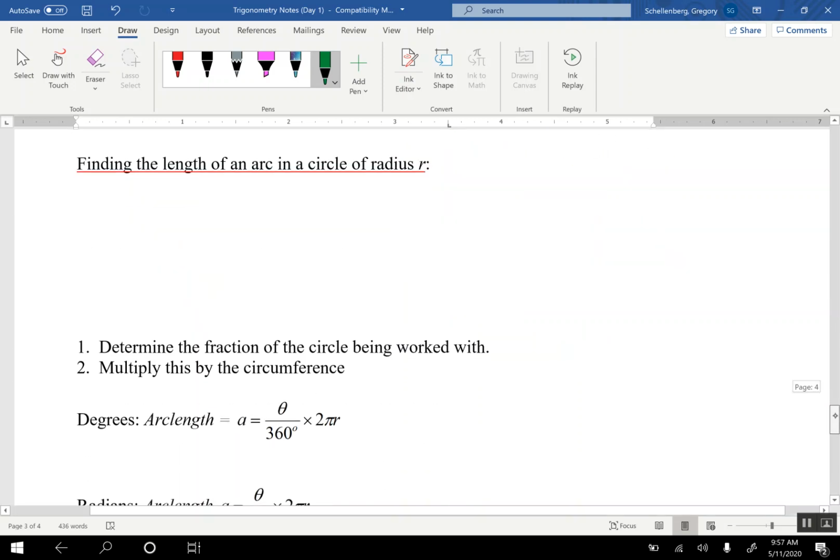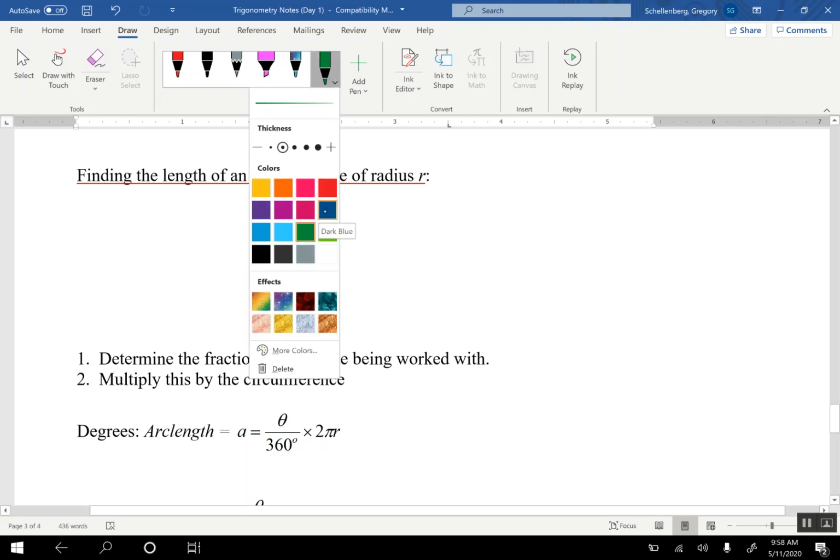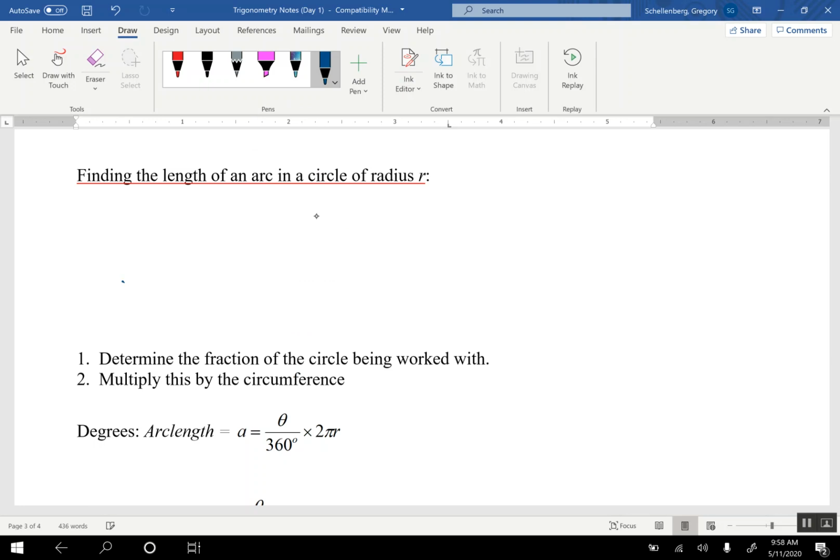Okay, and the last thing here is finding the length of an arc in a circle of radius r. So this is working with arc length. Now to begin, I'm just going to draw a circle. We're going to derive a formula ourselves, a formula for determining arc length.